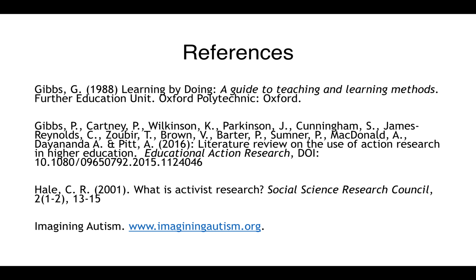So that's all that we covered in the lecture part of Wednesday's session. The references are here. This second one down is a different Gibbs to the one above, but it's a literature review on the use of action research in higher education, which is in Educational Action Research. This is a very recent literature review, so that would be very useful for anybody who was thinking of doing this kind of research. There'd be a lot of sources in that. So that's going to be a key resource for anyone wanting to do that.